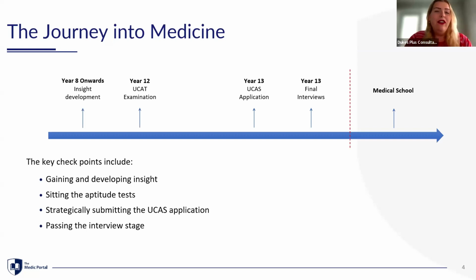And for those in year 11 onwards, or year 10, you've got a little less time to think about it, but still take note of how important the UCAT exam will be for you. Then as we progress into the final year of high school, there are those nuts and bolts, which include submitting the UCAS application. After you've submitted the application, hopeful invites to interviews, and then hopeful places in medical school. So there are some key checkpoints.